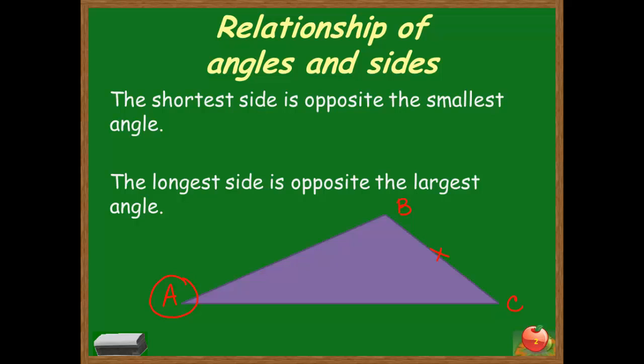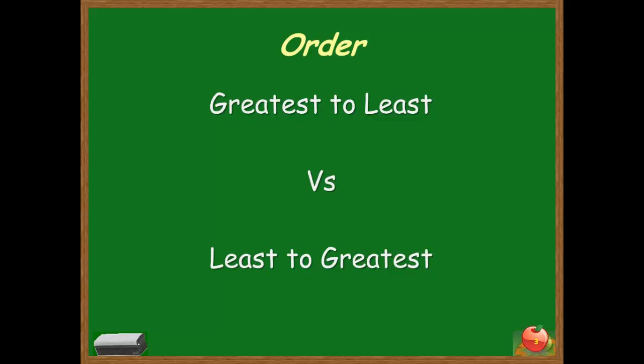The second sentence says the longest side is opposite the largest angle. So what's left over? Well, the medium size angle and the medium size side. So when we look at these, we know that across from the biggest angle is the biggest side, and across from the smallest angle is the smallest side. All right, let's keep going.